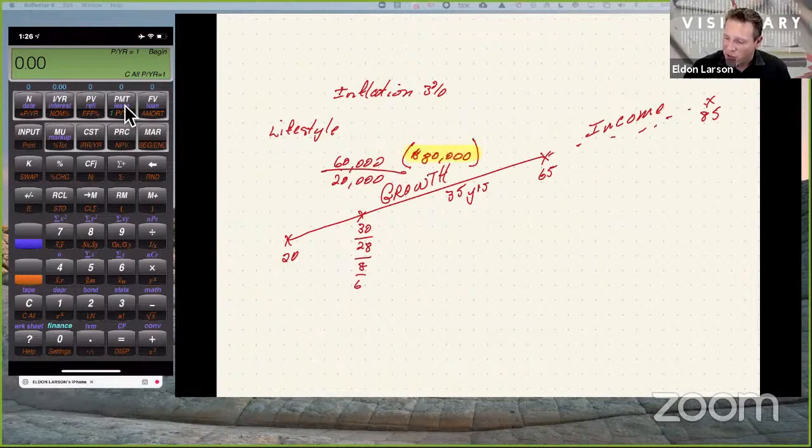Let me just highlight this for you. On our calculator, we're going to mark $80,000 as our present value and 3% a year, and we're going to go ahead 35 years. In the future, we're going to need to make $225,000 a year to maintain the same standard of living. Amazing. Now, does inflation stop just because you stop working? No, it doesn't. It carries on, right?